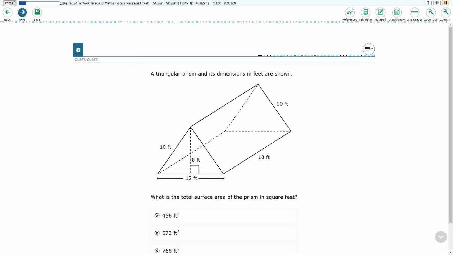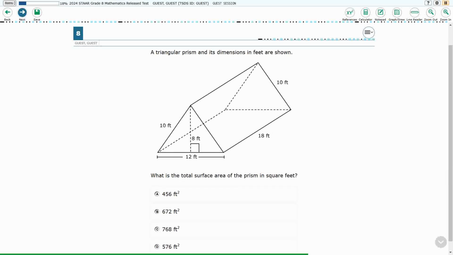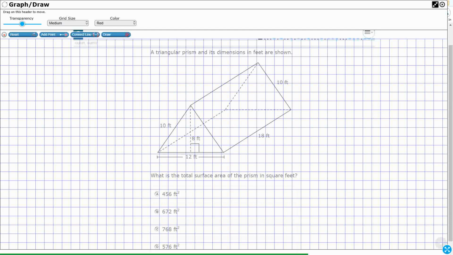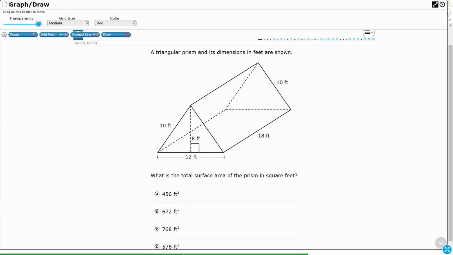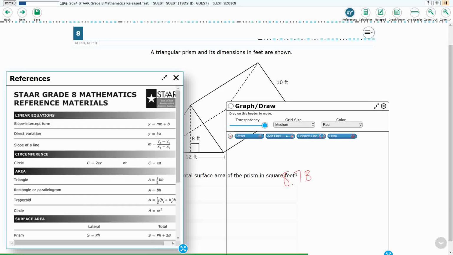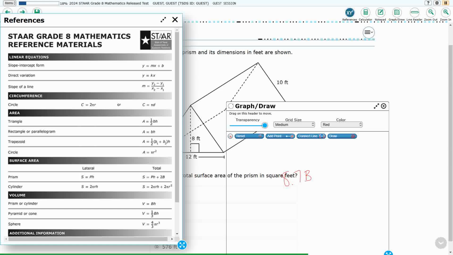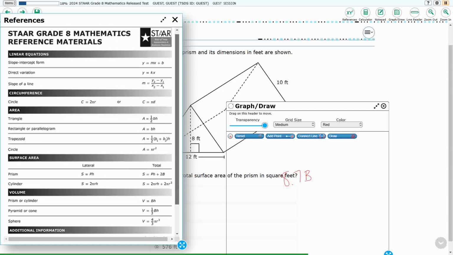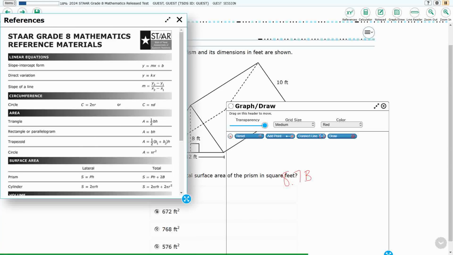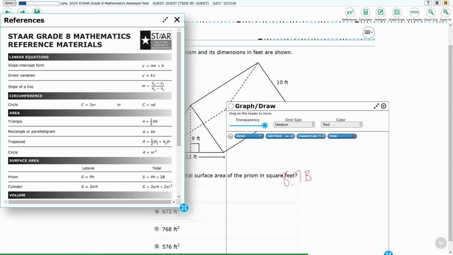Next, for number 8, we are looking at surface area, 8.7b. So let's look at 8.7b here, and we've got a triangular prism, and we are looking for the total, not the lateral, total surface area. So let's see. Do we have anything in our reference material that will help us with total surface area? And you see right there, and I'll put that right towards the bottom so we can find it here.